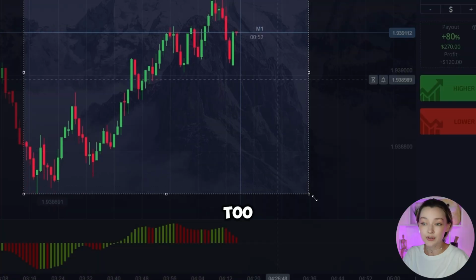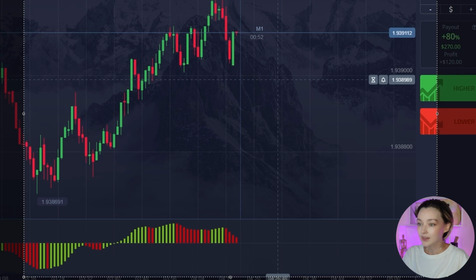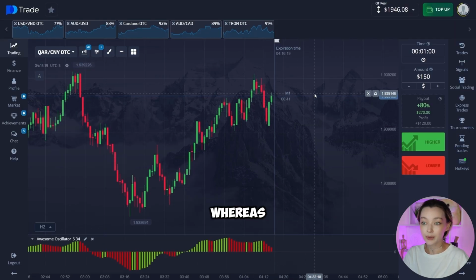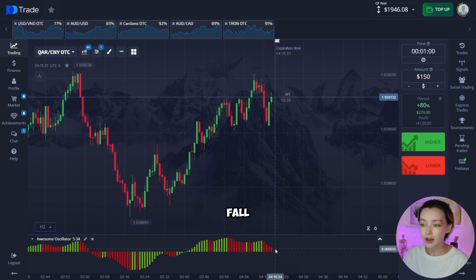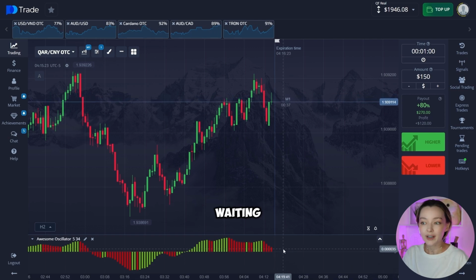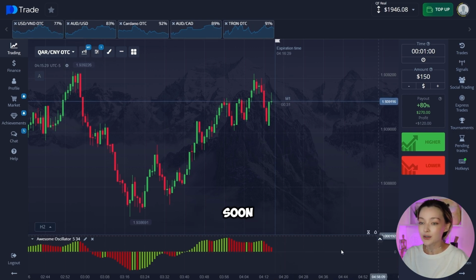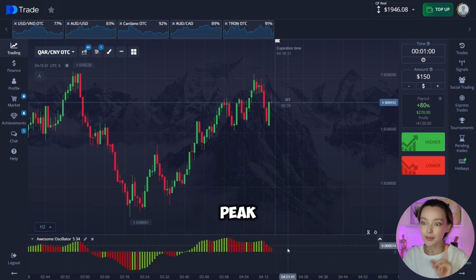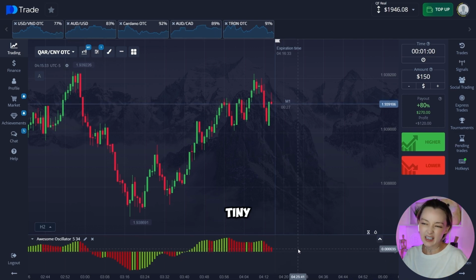Here's a nice example too. We can see the vertexes. So the first one and the second one, drawing a line through them, that's heading towards 0. We can see an obvious growth in the chart, whereas the oscillator displays a fall. We are therefore waiting for the appropriate entry points and getting ready to enter downwards. We're going to place a downward trade as soon as we capture the third peak, perhaps a tiny bit earlier.